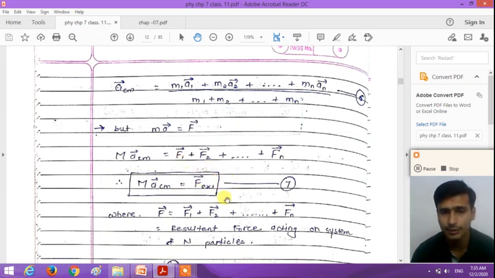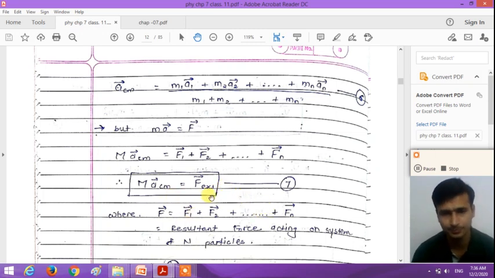But here we cannot consider the internal forces, right? Because the internal forces acting on the system of n particles cancel out each other. According to Newton's third law, the force acting on particle 1 by particle 2 is the same as the force acting on particle 2 by particle 1, right? So according to Newton's third law, the internal forces acting on the system of n particles cancel out. So we cannot take the internal forces into account.